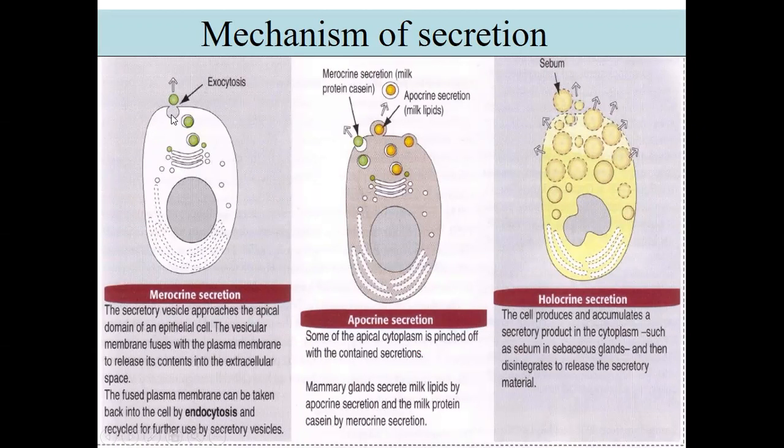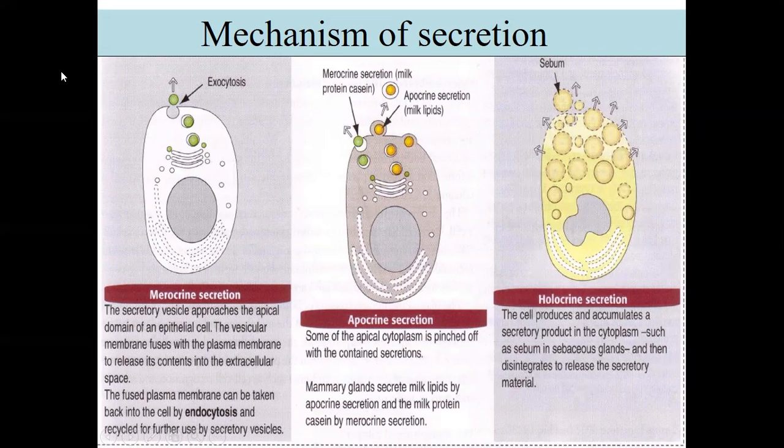You can see here the secretory vesicle approaching the apical domain of the epithelial cell, and the vesicle fuses with the plasma membrane and releases its content into the extracellular space. This is the merocrine, and this is the apocrine, where some of the apical cytoplasm is pinched off with the secretory contents. And in holocrine, the cell produces and accumulates a secretory product in the cytoplasm. For example, in the sebaceous gland, the cell will disintegrate and burst.